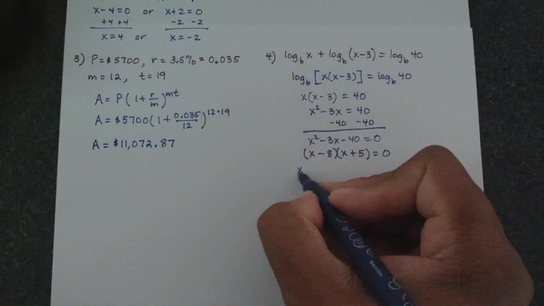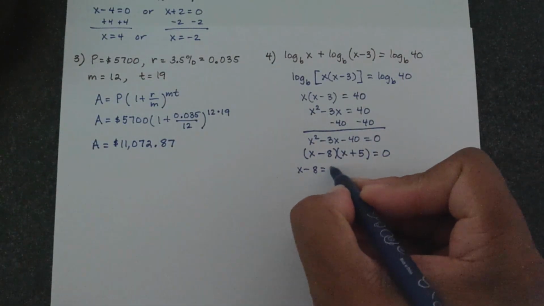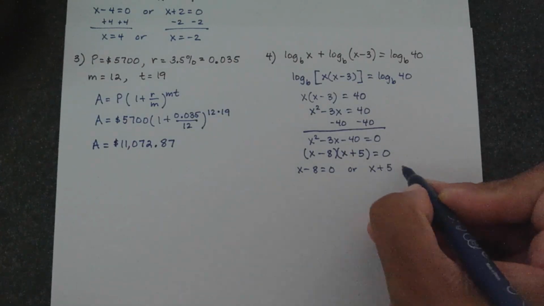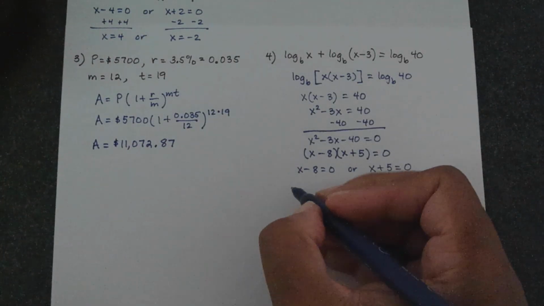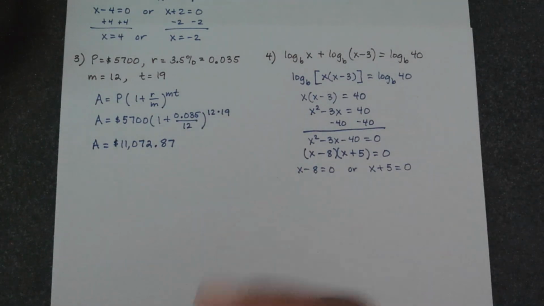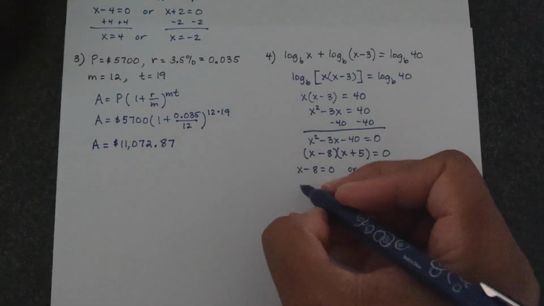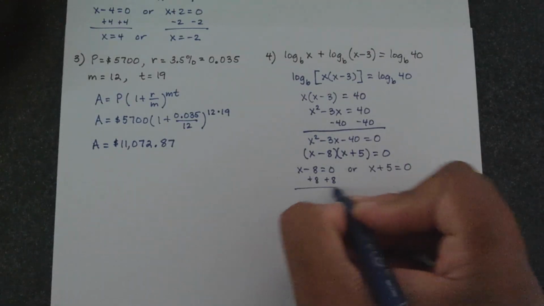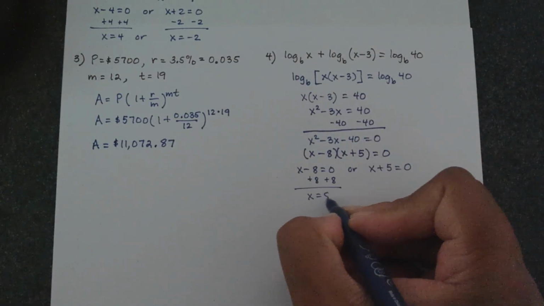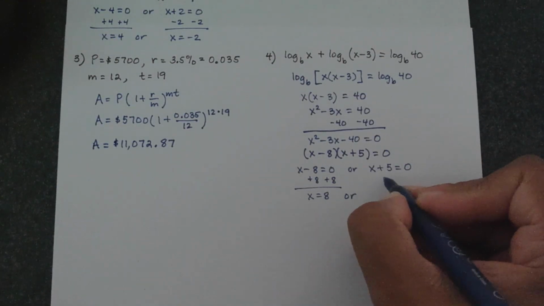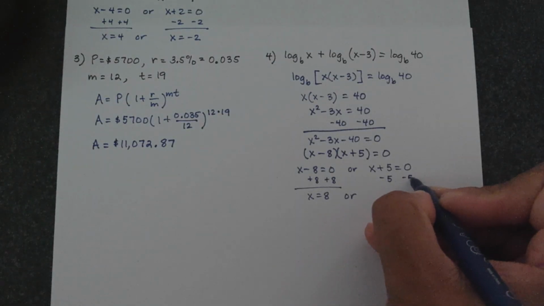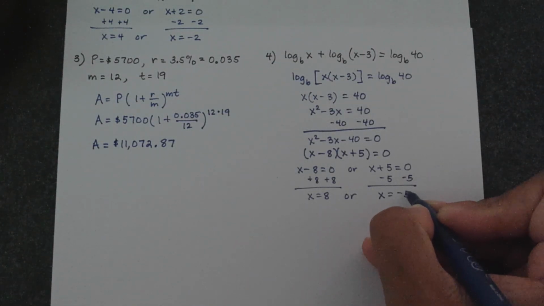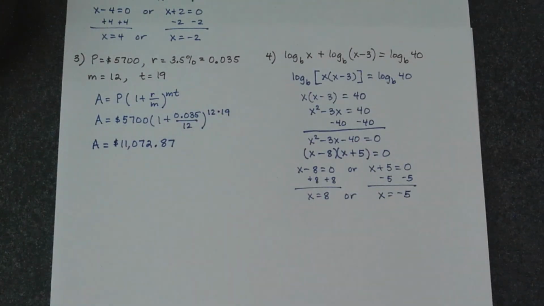Now we set each binomial factor equal to 0. So that means x minus 8 is equal to 0 or x plus 5 equal to 0. Each equation we solve for x. So for the x minus 8 equal to 0, that means x is equal to 8. And then for the x plus 5 is equal to 0, that means x is equal to negative 5.